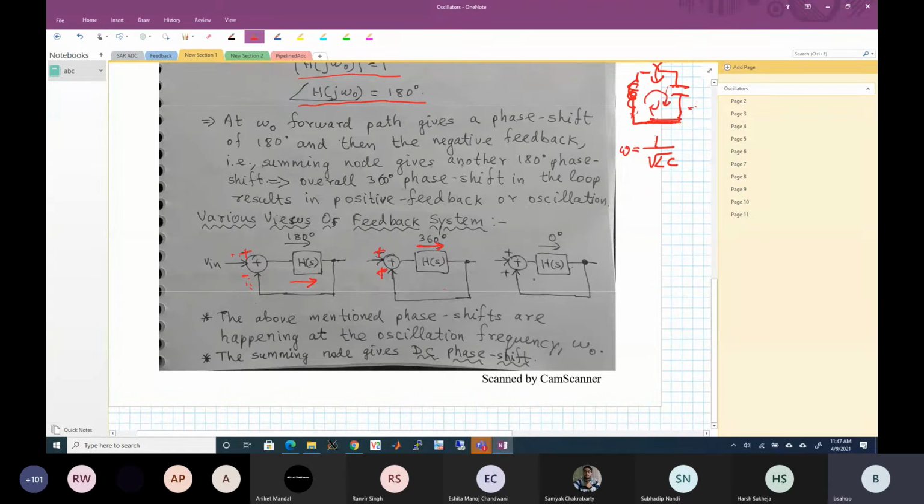Another person will say, I won't even give 360, I'll give 0 degrees, and 0 and 360 degrees are almost the same. You cannot distinguish. How will you distinguish in the real world whether there is a 0 degree or 360 degree phase shift? If I am seeing it on the oscilloscope, can I distinguish? Anybody? Your eyes won't be able to distinguish 0 degrees and 360 degrees.